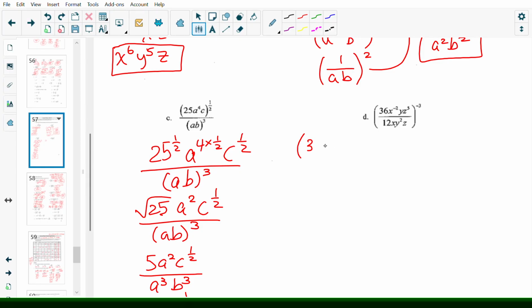And then let's do the quotient law on the x's. X to the -2 minus 1. Y to the 1 minus 2. Z to the 5 minus 1. All to the -3. Leave that -3 exponent alone. So 3, x to the -2 minus 1 is -3. Y to the 1 minus 2 is -1. And z to the 4th, all to the -3.